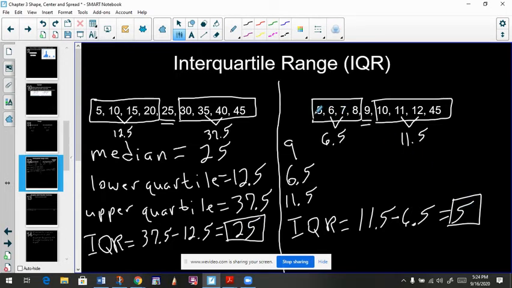And you can look at it. Most of these numbers are close together, 5 through 12. There's not a lot of spread. We came up with 5 as an IQR. Here, the numbers are very spread out. They're 5 apart from 5 to 45. They're not bunched up, and we get a large IQR of 25. So whereas range gave the same number, IQR gives us a better measurement of spread. It's a better comparison of two data sets.